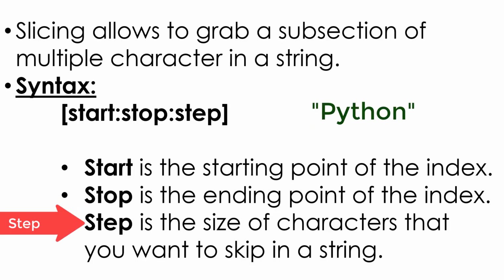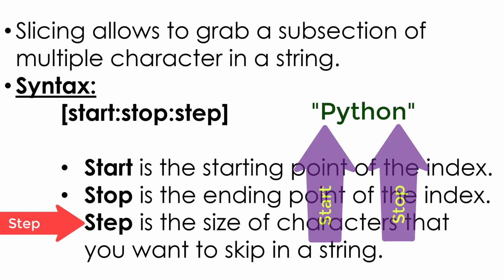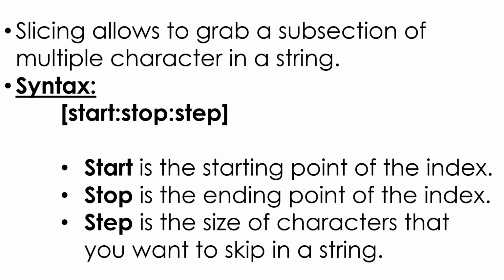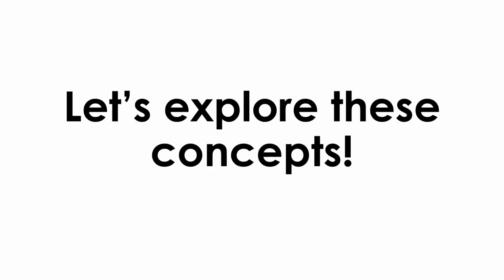Step is the size of characters that you want to skip in a string. For example, I have this string and it has a start position and it has an ending position. In between, if I want to skip one character or two characters, I will be passing a step size here. Through that it will skip the characters and slice a string value, and we will see this in a while. Okay, so let's explore these concepts and open up IDLE. I will see you there.